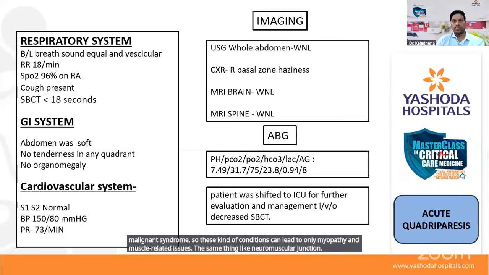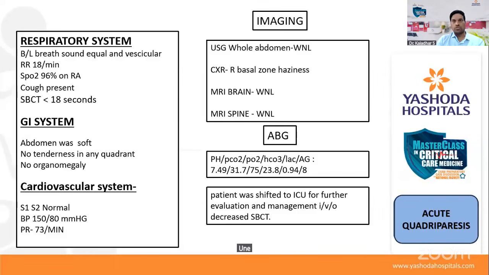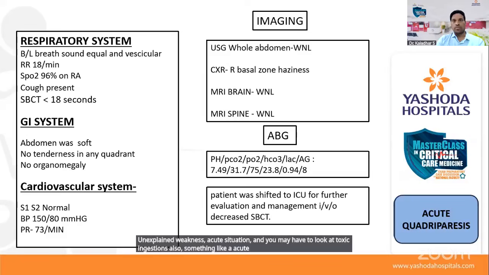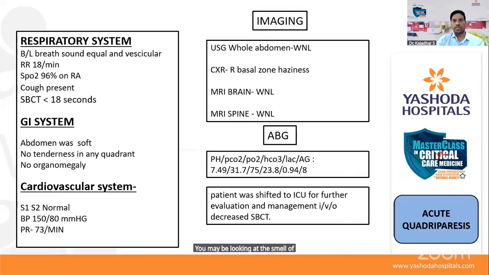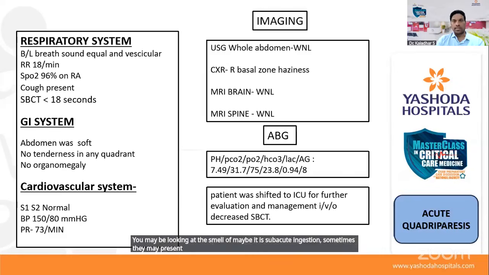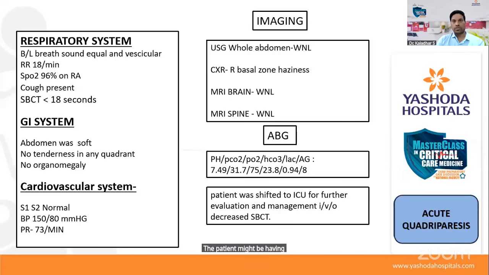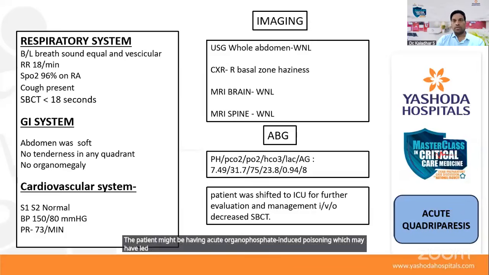If you look at any patient coming with unexplained weakness, acute situation, you may have to look at toxic injections also, something like acute organophosphate poisoning, which can also present with this kind of quadriparesis. It may be inhalational, it may be subcutaneous exposure. So you may not know the history exactly sometimes, but they present, and you may have to send pseudocholinesterase, and then it will point towards possibly acute organophosphate induced poisoning, which might have led to the quadriparesis.